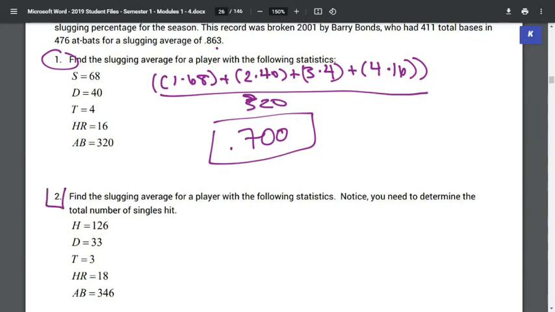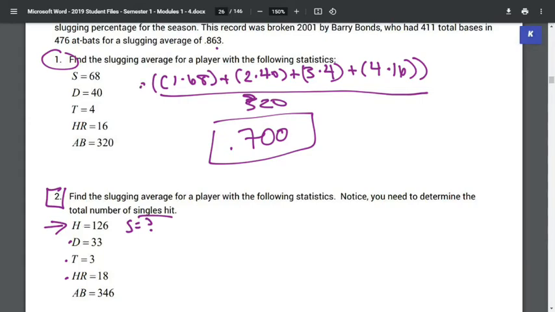With number 2, I want you to try this one on your own. Something to be careful of is, it tells you right here, notice you need to determine how many singles are hit. So this H is how many total hits that he had. It gives us the doubles, the triples, and the home runs. So we need to figure out how many singles he hit, and I'm going to write that right here. After we figure out how many singles he hit, we can plug it into that formula up there and get an answer.